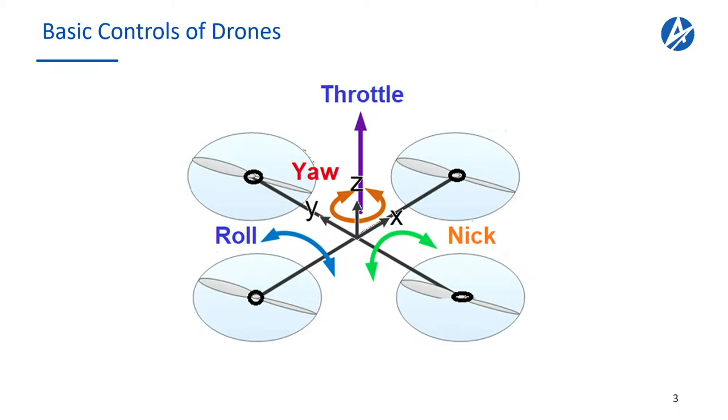Then throttle. Throttle is simple: the more the throttle, the system goes up; the less the throttle, the system goes down. So these are the key principles: roll, yaw, pitch and throttle. Nick is a synonym of pitch only, so you can consider it pitch. Throttle we consider only in multi rotors. For fixed wings it's a different concept, but we are flying multi rotors here, so we will go step by step. You can search for fixed wing principles later.